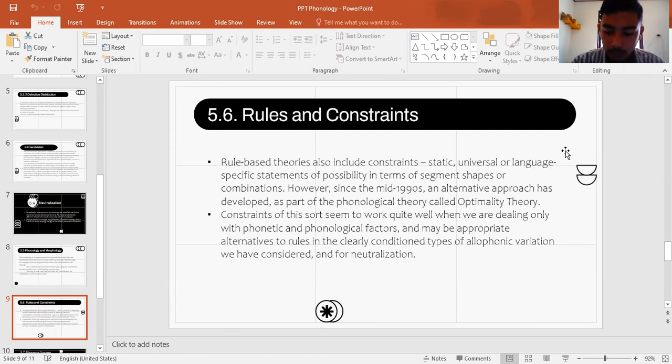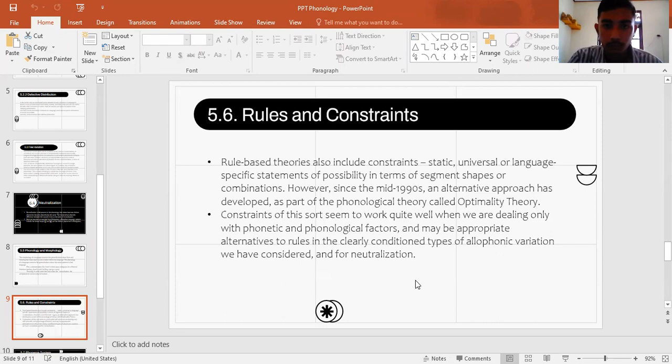Rule-based theory also includes constraints: static, universal or language-specific statements of possibility in terms of segment, shift, or combination. However, since the mid-1990s, an alternative approach has developed as part of phonological theory called optimality theory.